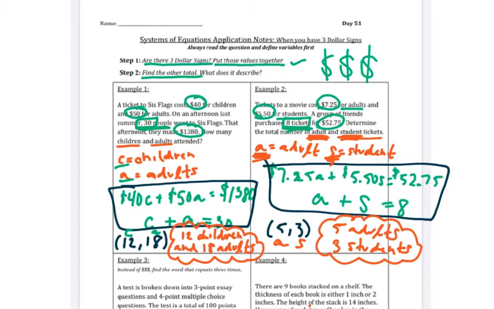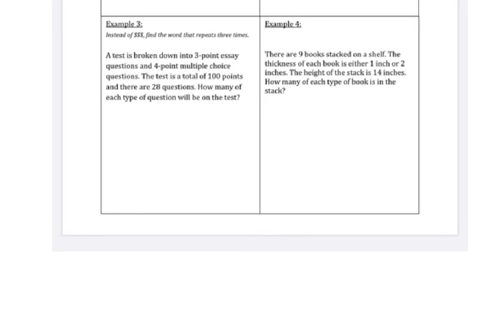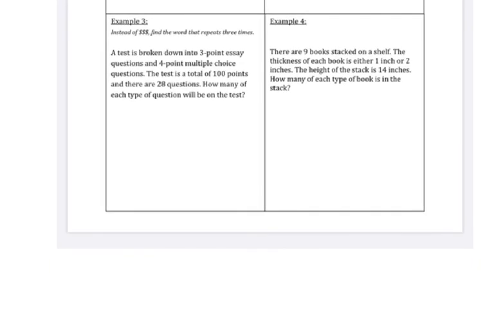So we're going to try that exact same thing, but now instead of dollar signs, it's a little blurry, but we'll make it work. So it says instead of dollar signs, there's going to be a word that repeats itself 3 times. So just like money plus money equals total money, it's the same idea, but it's a different word that they're using here. So let's see what that means.